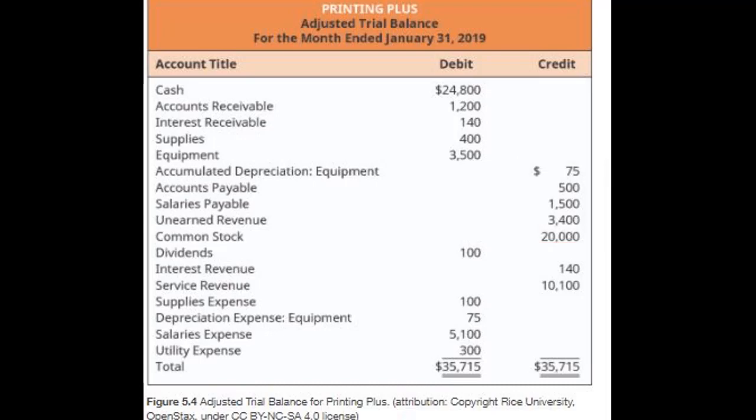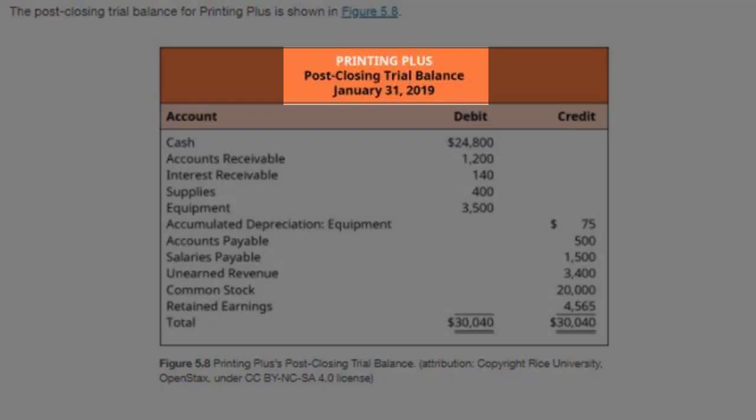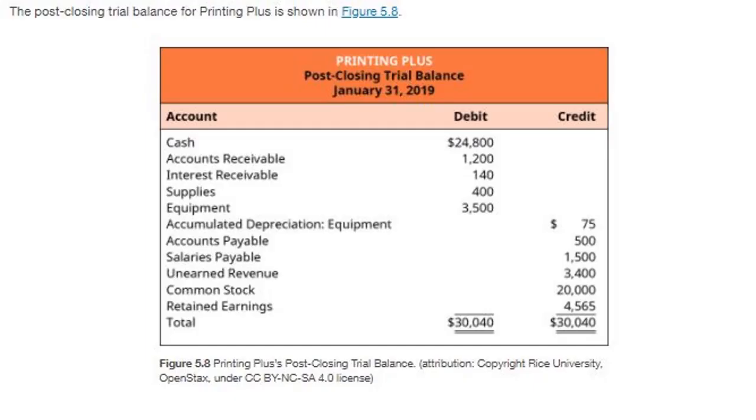Why do I find this so noteworthy? Well, this is Figure 5.4. Let's look ahead to Figure 5.8. What's important about Figure 5.8? Well, if you look at the title, this is the post-closing trial balance. So all of the closing entries in Chapter 5 have been made, and you have to admit there are an awful lot of them.